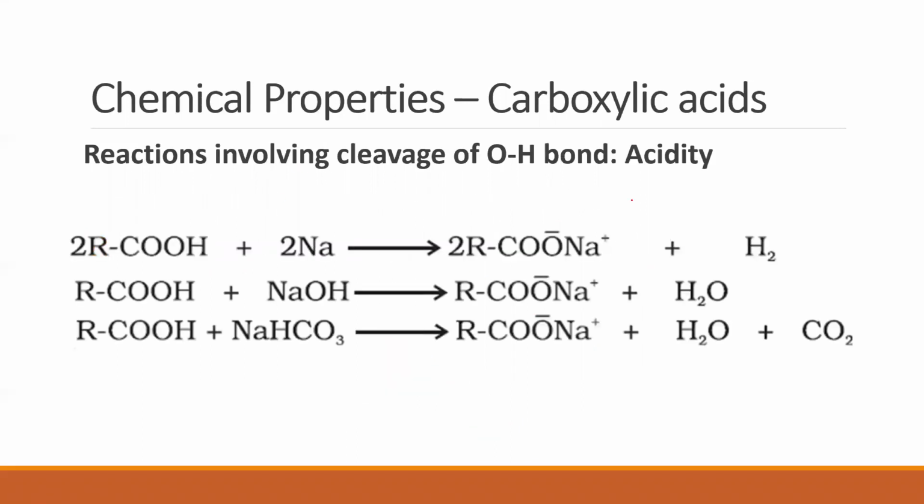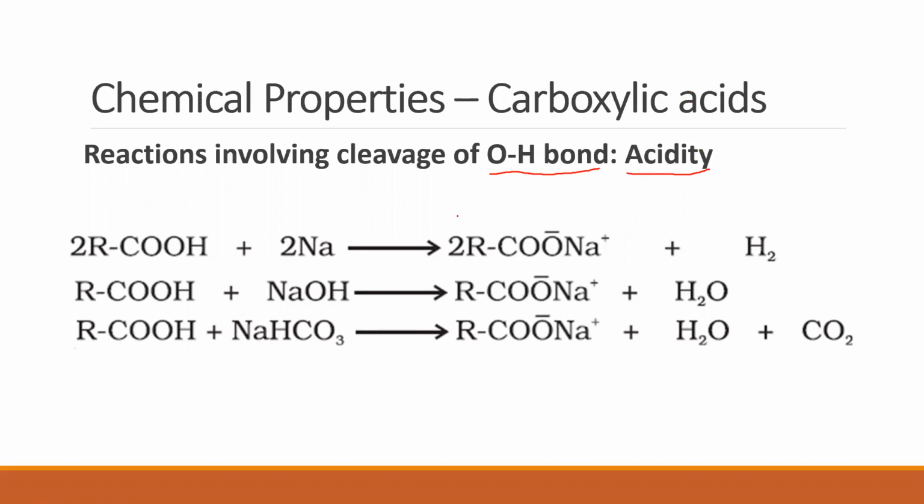The first one, reactions involving cleavage of the OH bond. Now, if the OH bond is cleaved, then I get H plus. RCOOH will break to give us RCOO minus plus H plus. Since an H plus is given in this reaction, we call a carboxylic acid an acid. So the first property that we will look at is acidity.